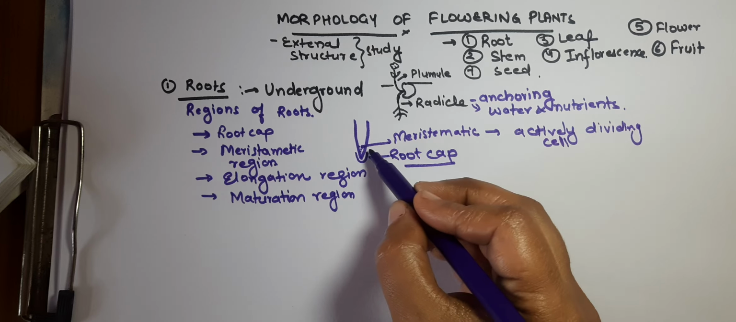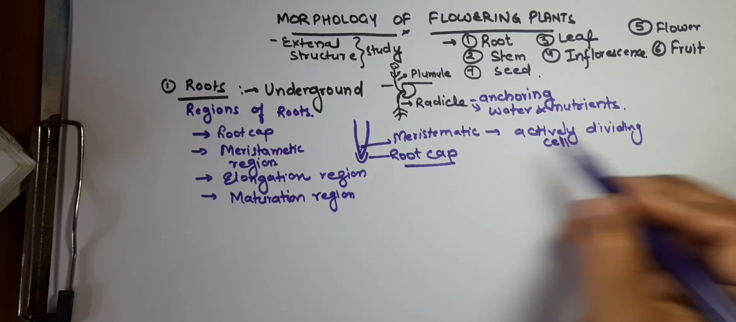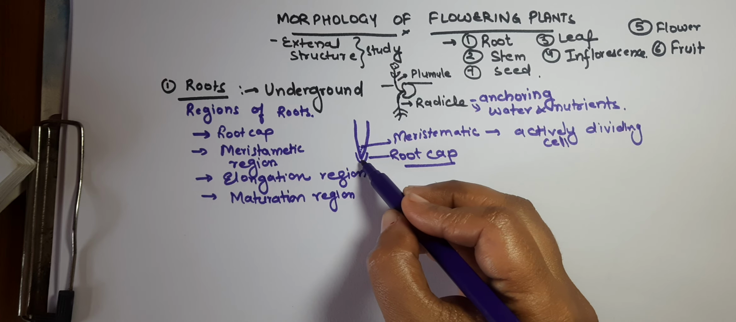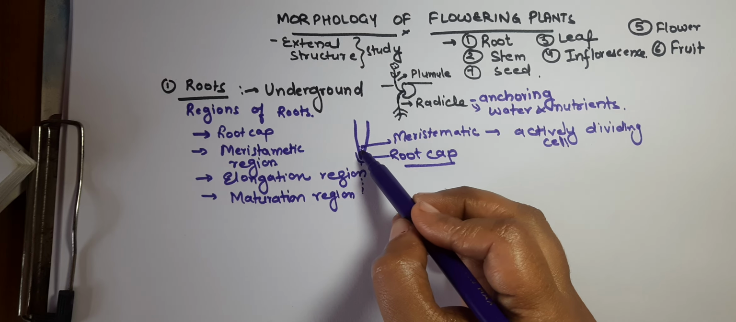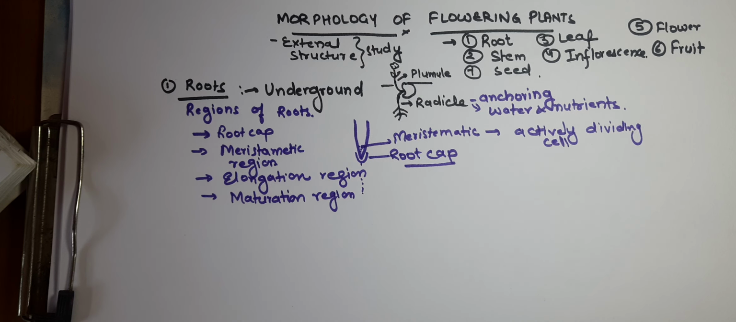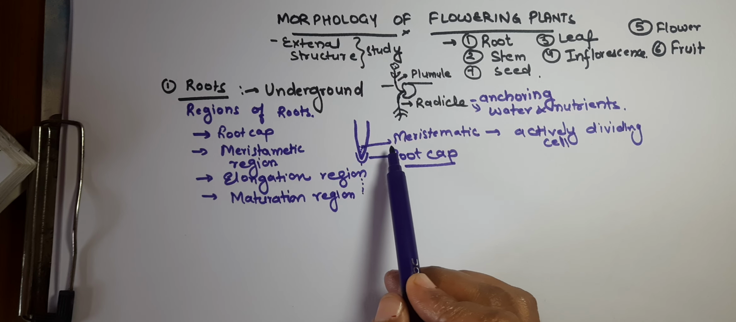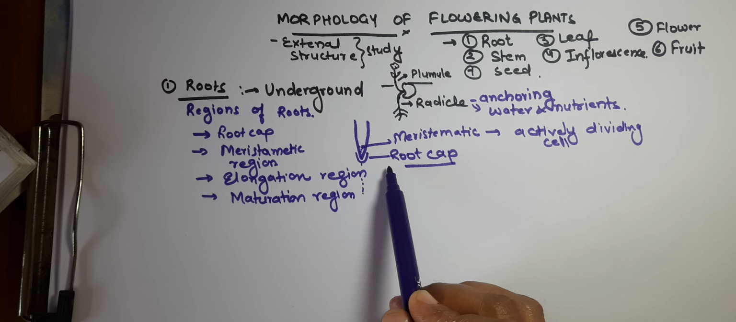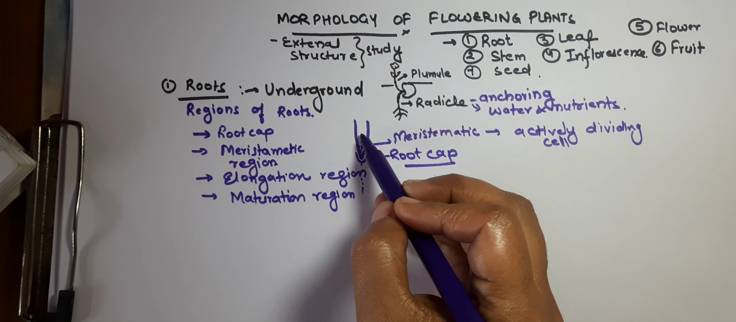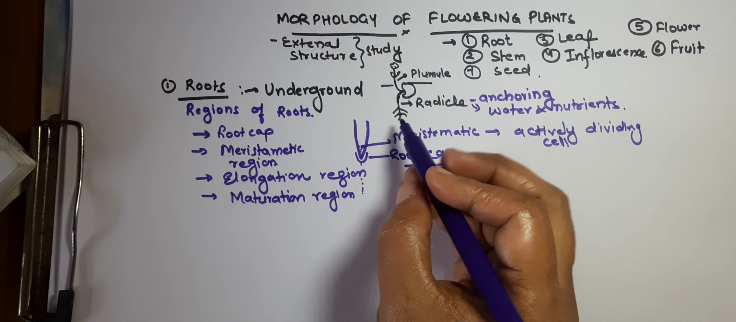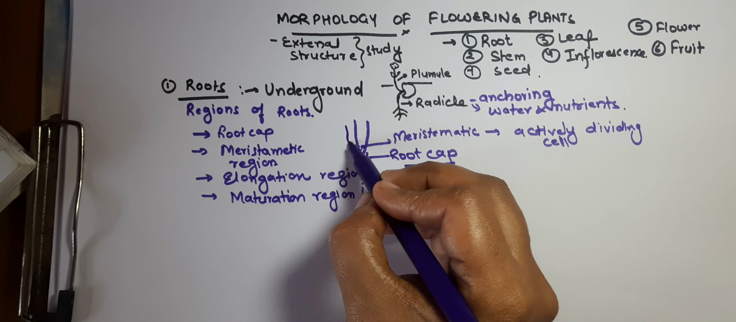That's why the root keeps growing on. It will just elongate. It will grow from here to here, and this is because of these meristematic cells. And this meristematic region is the one that is protected by the root cap from getting damaged. Then there is the elongation region. This one is the elongation region.